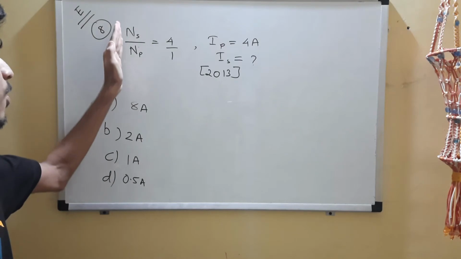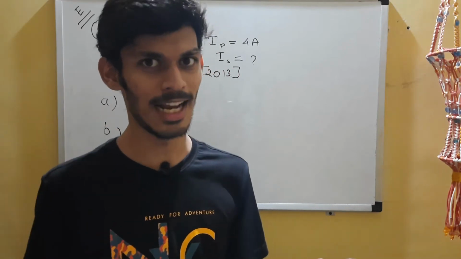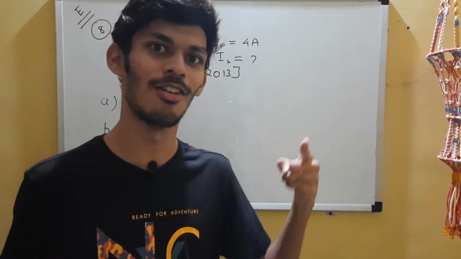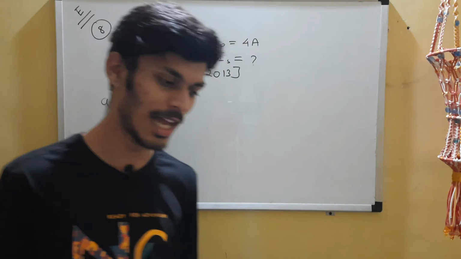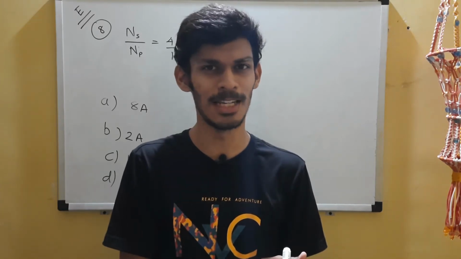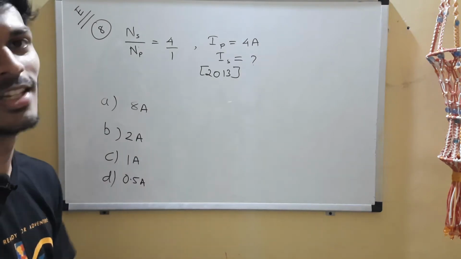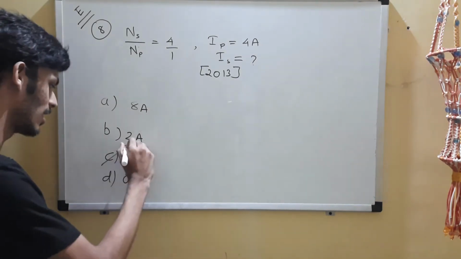So if the number of turns in the secondary is 4 times the number of turns in primary, the current in secondary will become 1/4 of the current in primary. I'll repeat that. If the number of turns in the secondary is 4 times the number of turns in primary, the current in secondary will become 1/4 of the current in primary, right? So basically your secondary current will be 1/4 of this, which is nothing but 1 ampere.